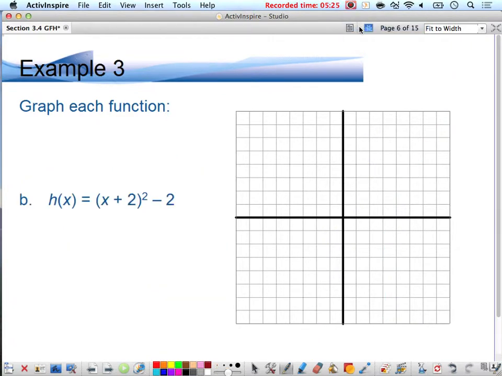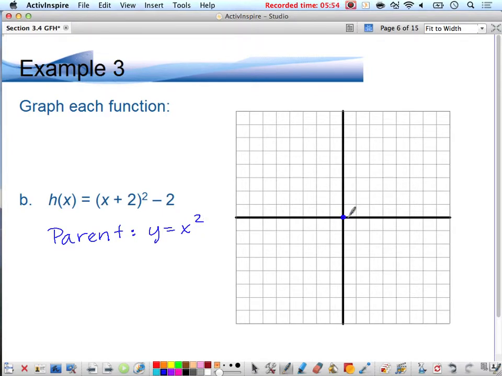So for part B, we're asked to graph h of x equals (x plus 2) quantity squared minus 2. I just feel like there's a few too many 2's in this problem. But putting that aside, what's the parent function? X squared. Y equals x squared. So the parent is y equals x squared, which is just your basic parabola, right? All right, let's go graph that. We know that the vertex occurs at 0, 0, so we'll put a dot there.